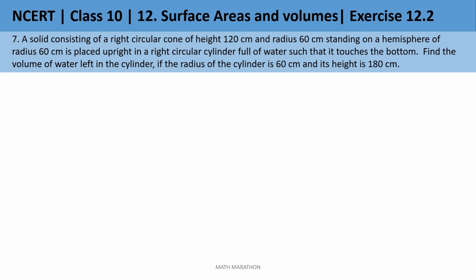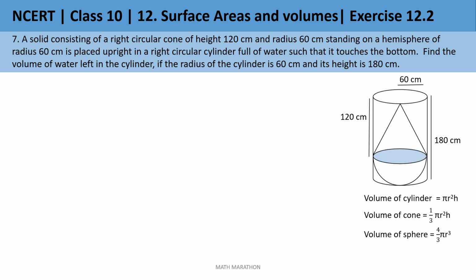Let us see the next question. A solid consisting of a right circular cone of height 120 cm and radius 60 cm, standing on a hemisphere of radius 60 cm, is placed upright in a right circular cylinder full of water such that it touches the bottom. Find the volume of water left in the cylinder if the radius of the cylinder is 60 cm and its height is 180 cm.